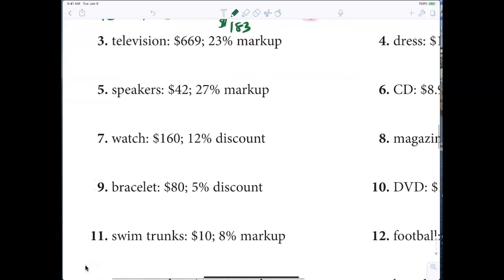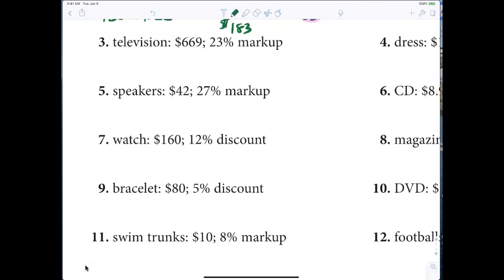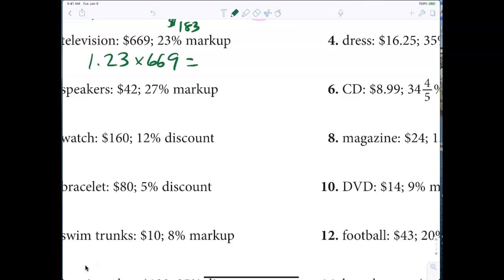Number 3, here we go. You're up. Tell me what to do. You compute 100 plus 23%. Good. Now, how do I change 123% to a decimal? 1.23 times what? 660. Good job. Thank you for listening. What is that? 822.87. Anybody else get that? Now don't forget, we're always rounding to the nearest penny.